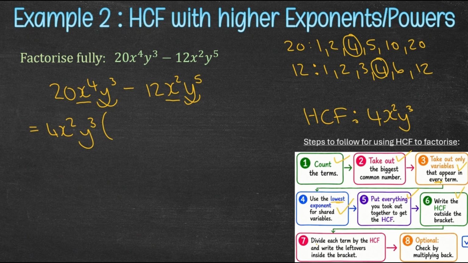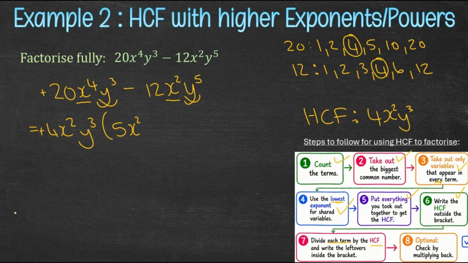For step 7, we have to divide each term, which is this term and this term, by our HCF, which is this term. So let's take it piece by piece. I've got this 20 divided by 4, and both of them are positive. So 20 divided by 4 gives us 5. I've got this x to the power of 4 divided by x squared. That gives me x squared.